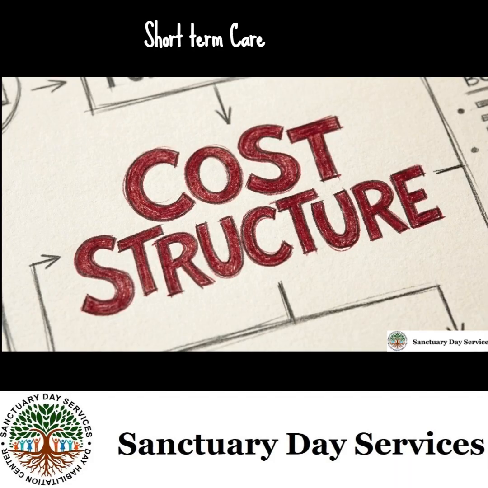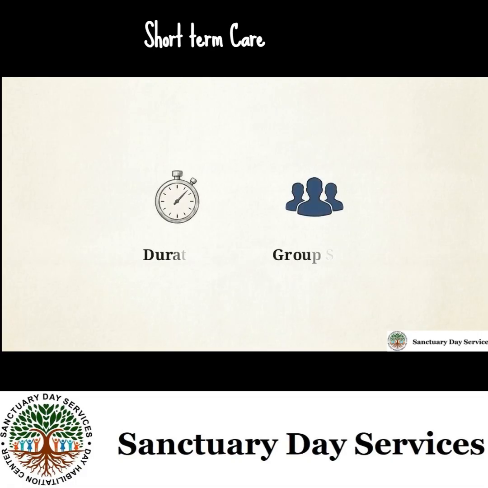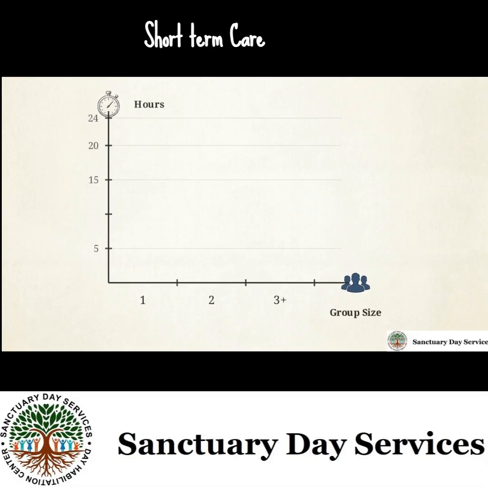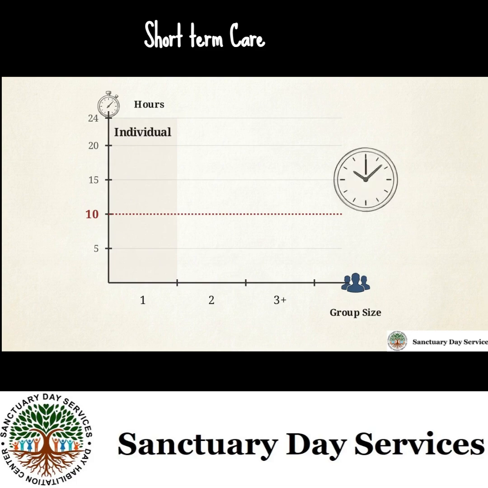The final required step before scheduling is determining your exact billing rate category. This is calculated using two variables: the duration of the care and the size of the group. On this matrix measuring hours against group size, we start with the individual rate for strictly one-on-one care. This rate applies to care lasting 10 hours or less. Exceeding 10 hours automatically shifts the care into the individual day category.